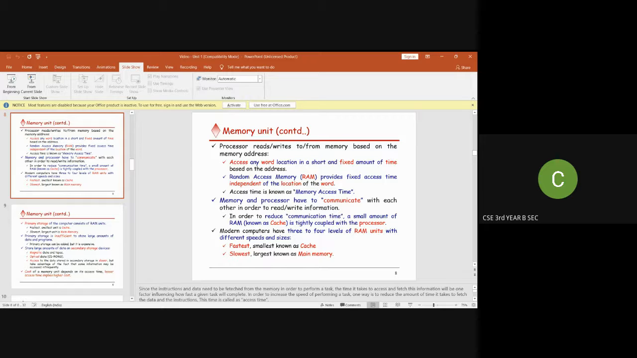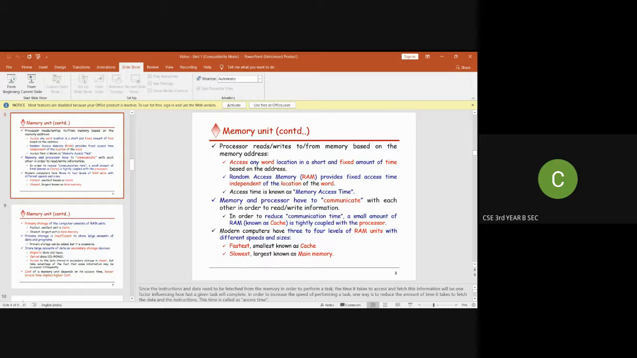Access time is known as memory access time. The time needed to access one word in a memory system is called the memory access time.